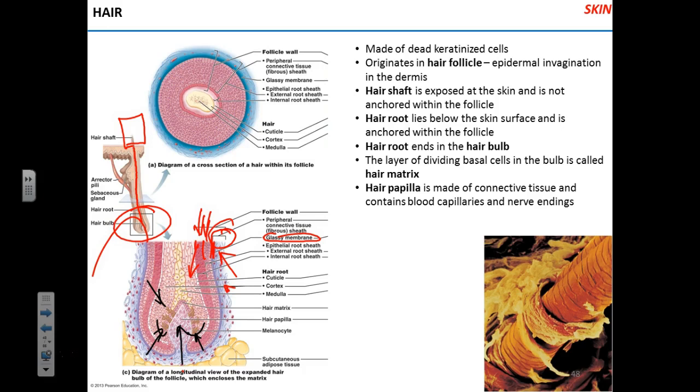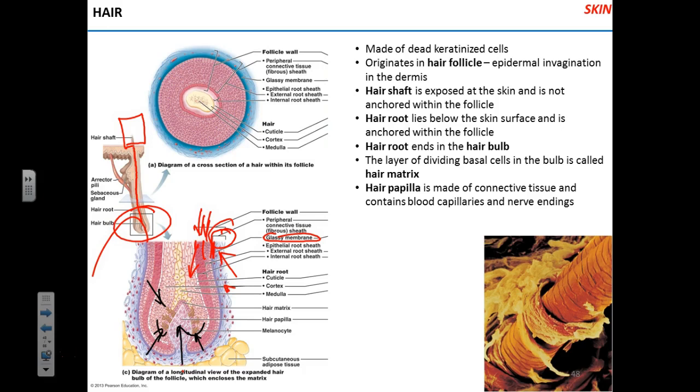So hair papilla is the connective tissue that contains blood vessels delivering oxygen and nutrients to the hair. Hair matrix is the layer of basal cells that actually produce the hair. And, well, hair shaft is above the skin, hair root under the skin.